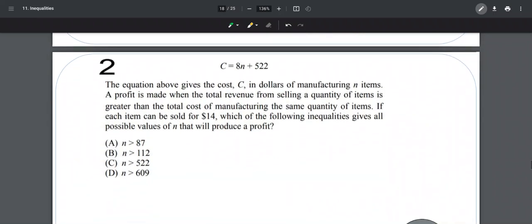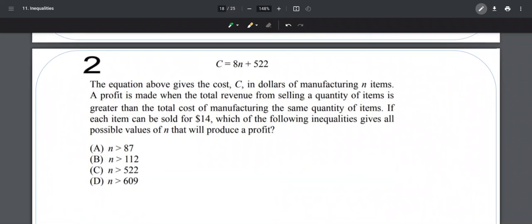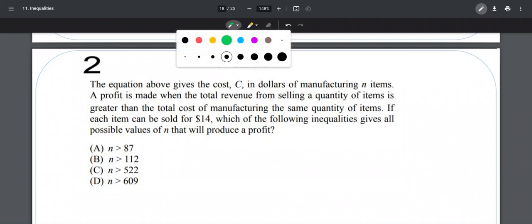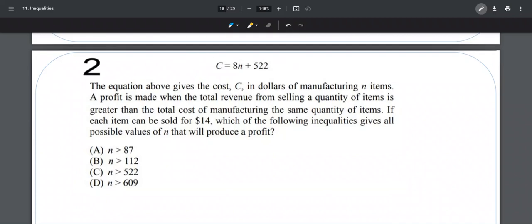Okay, I want you to pause the video over here, copy or solve this question over here, find the answer, copy the answer on your notebook, and we are going to check. Okay, so here is like a big word problem, but we can still solve it. This reads, okay, the cost of manufacturing n items. N is the number of items.